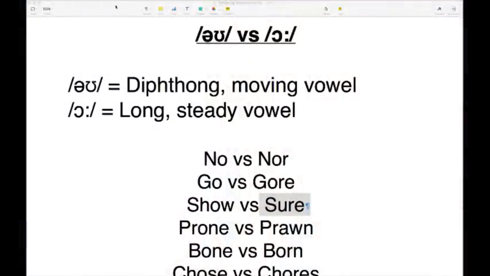So the next one is prone, prone, and prawn. You'll often hear the phrase to be accident prone. It means that you're someone who tends to have lots of accidents. I am accident prone, which means I fall over a lot. I hit my head, I stub my toe. I cut myself when I'm cooking. I tend to have lots of accidents. So that's the diphthong, prone, accident prone.